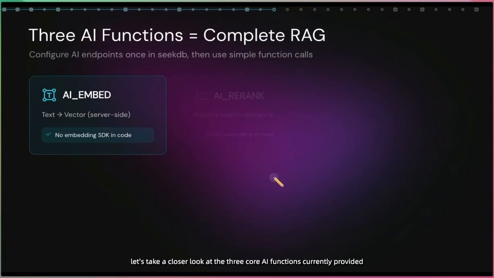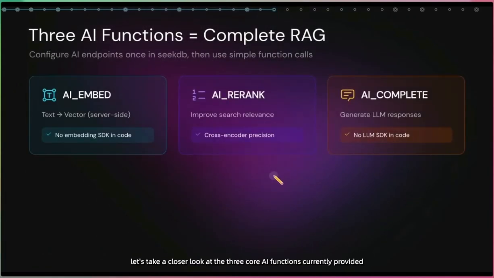All right, let's take a closer look at the three core AI functions currently provided. What are they? Their main function is to convert text into vectors. It's used for vectorizing our data after it comes in. This is the most basic step for us to perform retrieval augmented generation, RAG. Here, we can also use external vector services. You can bind it to the model of your choice and then let it operate here with model support.